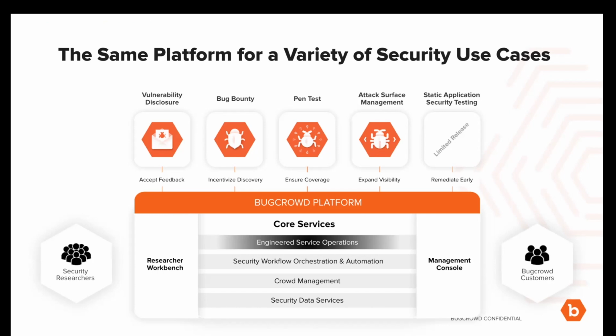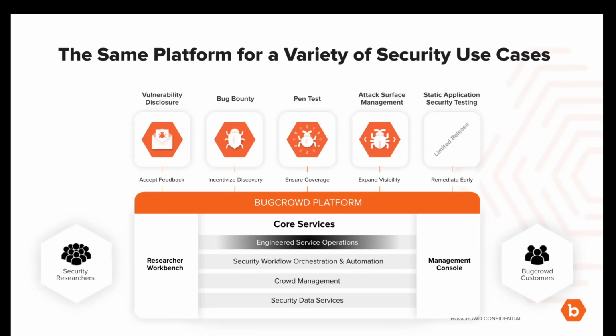And the Bugcrowd platform itself is a set of core services underneath the hood. We have data services. I spoke about CrowdGraph and CrowdMatch a little bit, as well as a robust set of APIs that helps you integrate into your security workflows and automate a lot of those workflows. We also have people that make sure that you get the best quality of service. And that's what we call the engineered service operations team. They are a critical part of the platform because they help triage the findings. They make sure that your program is successful.